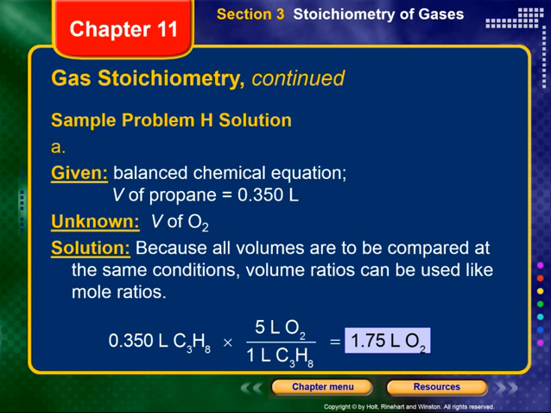And so I start with that value that I'm given, the 0.350 liters of propane, and I cancel out liters of propane and convert into liters of O2 using the coefficient, the volume ratio of 5 to 1. 5 volumes of O2 to 1 volume of propane. Simple calculation into your calculator, 0.350 multiplied by 5 divided by 1. Your final answer is 1.75 liters of O2.